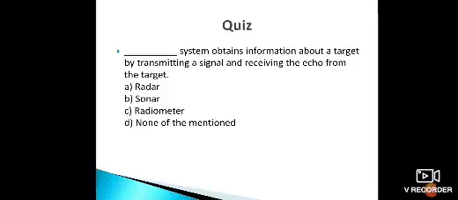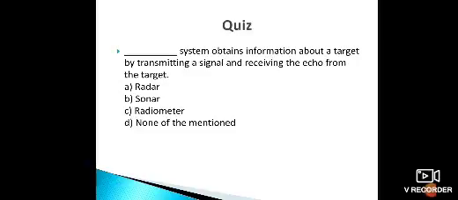So here it is asking which system is going to be obtaining some information about a target by transmitting a signal and receiving the echo signals from the target, whether it is a radar, a sonar, a radiometer, or none of the above mentioned. That means any system which is obtaining some information.